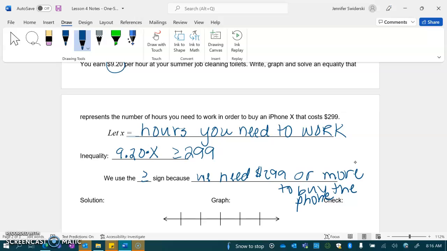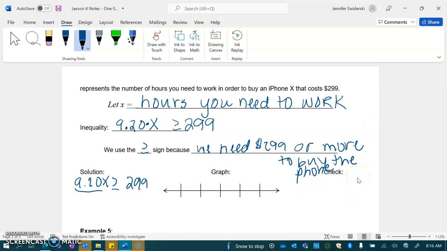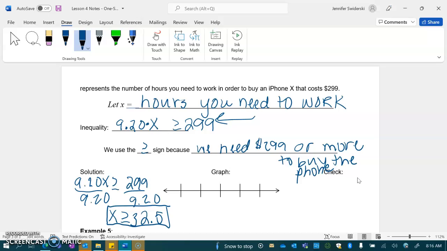So my solution, if I have 9.20x is greater than or equal to 299, I'm going to divide both sides by that 9.20 to try and get x by itself. When I do that, I get x is greater than or equal to 32.5. So that means I need to work 32.5 hours or more to get that $299 for that phone.